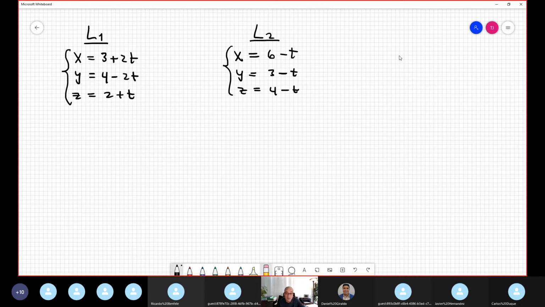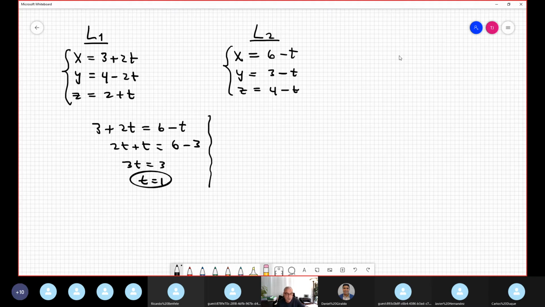Suppose I take the first equation, of x. I enforce it to be equal: 3 plus 2t equals 6 minus t. Okay, so 2t plus t is equal to 6 minus 3. Move 3 to the other side. So 3t equals 3, and t is equal to 1. Now, that was for the x part.